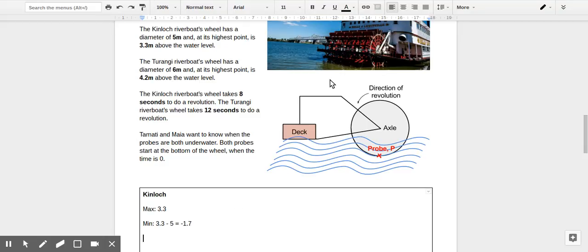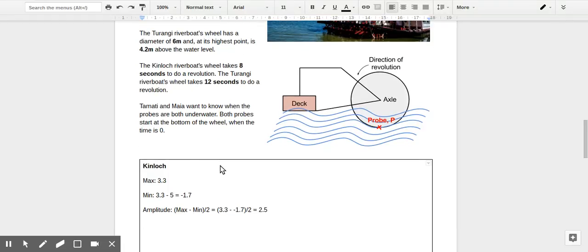Alright, now the next thing we can do is work out our amplitude. Our amplitude is our max minus our min, and then we divide it by 2. So that is 3.3 minus negative 1.7, and then we divide that by 2. In this case, it is 5 over 2, or 2.5. That's our amplitude.